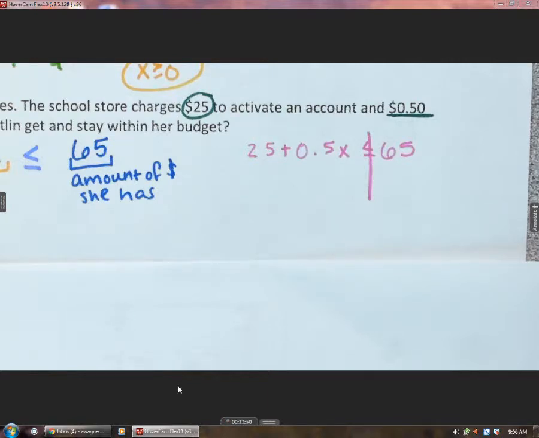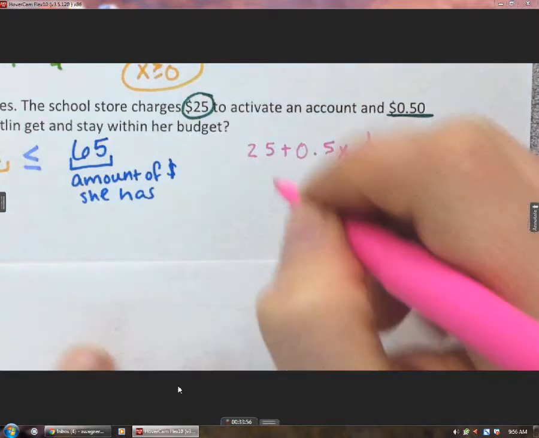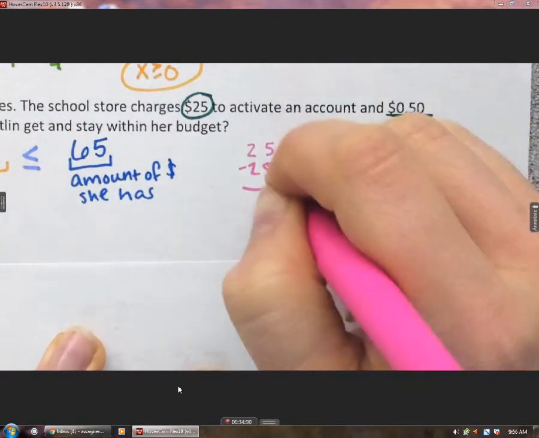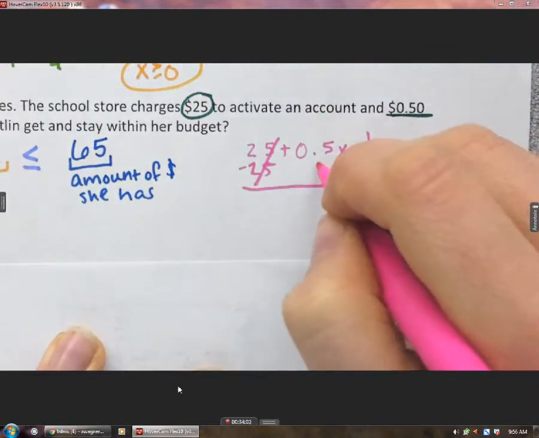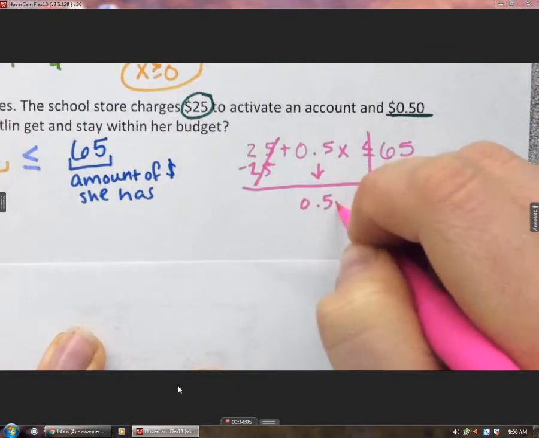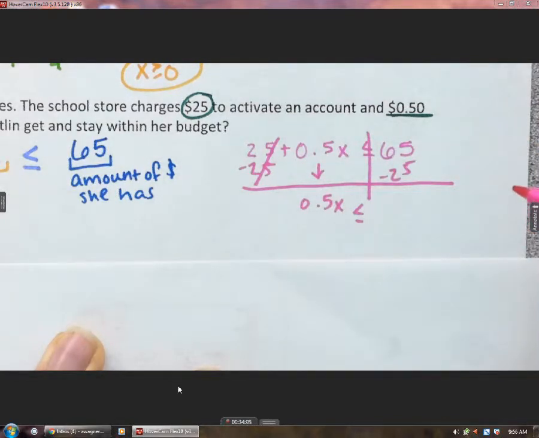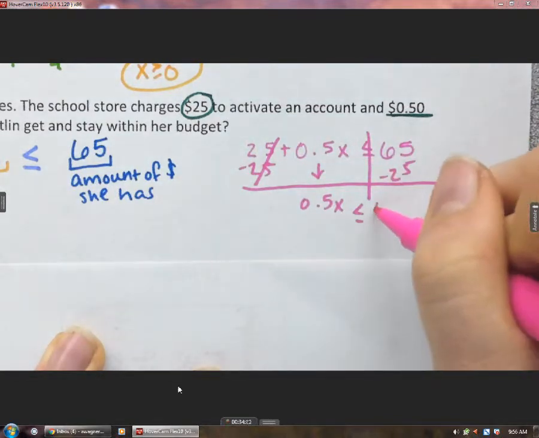So what do you do first to get x by itself? Minus 25, thank you. That's how much it costs to activate the account. So I'd have 0.5x is less than or equal to 65 minus 25. 40.